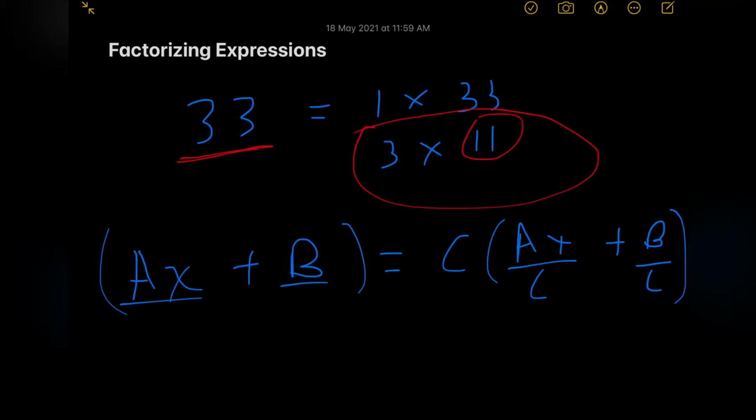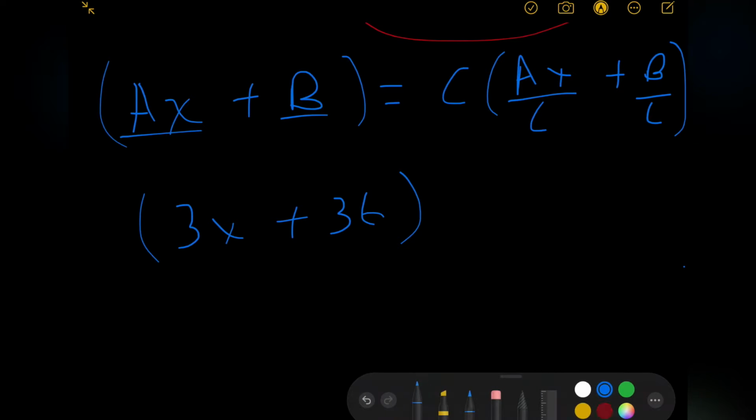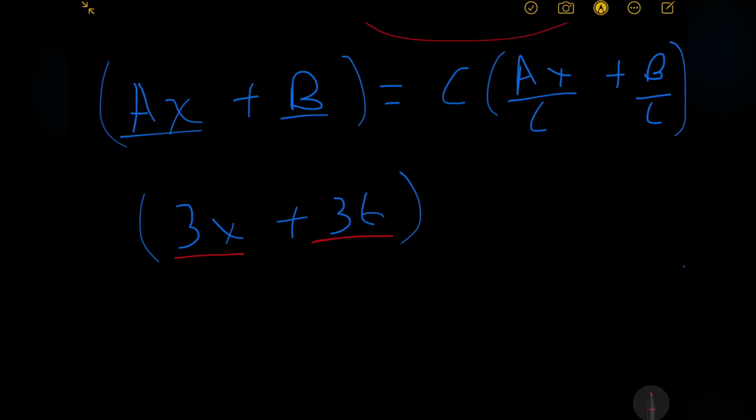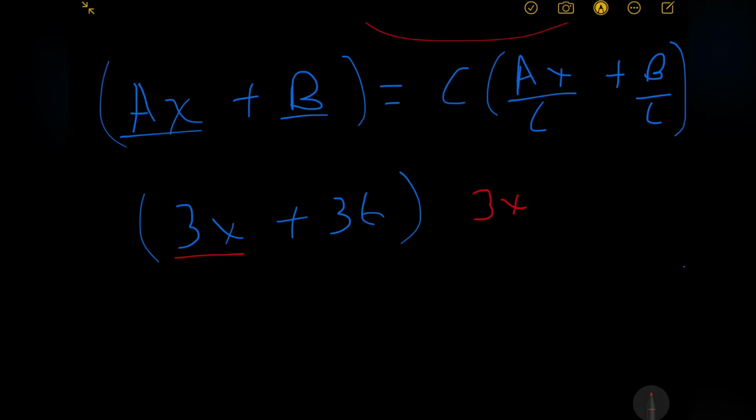So say you had this example, 3x plus 36, and you're told to factor this completely. What you want to do, as I said before, is look amongst these two to find the highest common factor. So let's write down the factors of 3x. The factors of 3x include 3x times 1. The next factor would be 3 times x. And these are the factors of the first term.